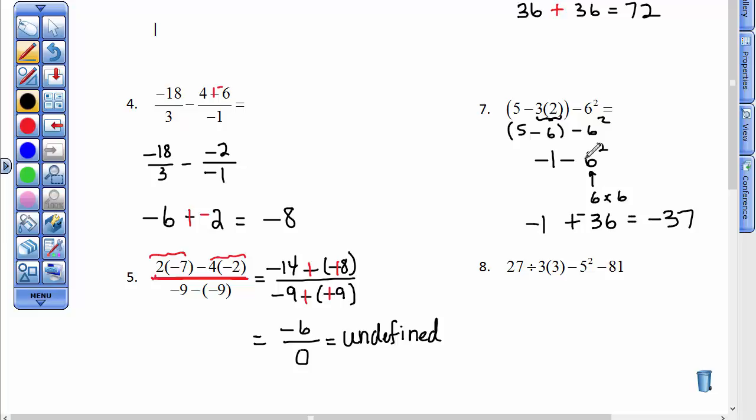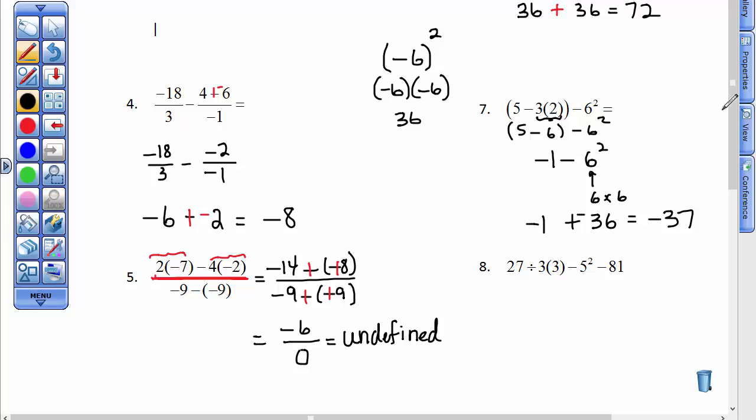The only way you would have taken it, if a -6 is in parentheses and I ask you to square it, then I want that to become a +36. But this was a minus 6 squared, not a negative 6 in parentheses squared.